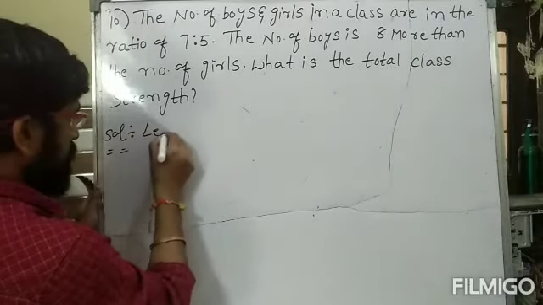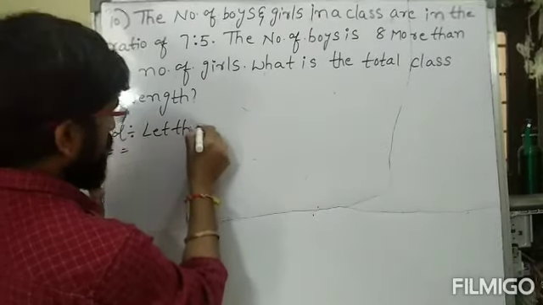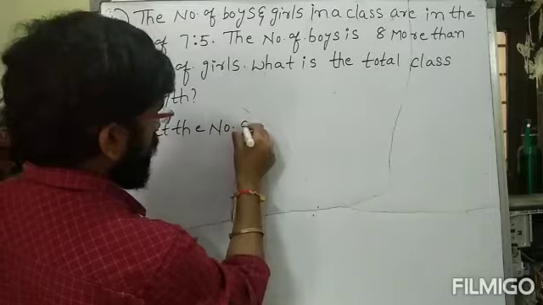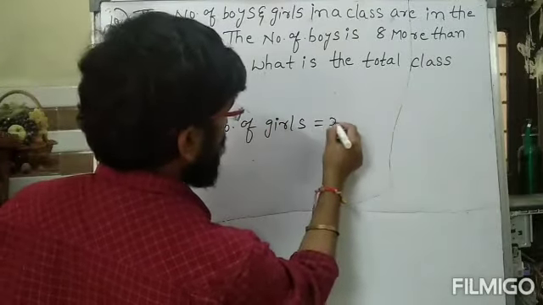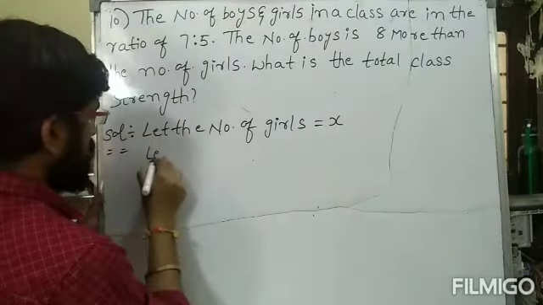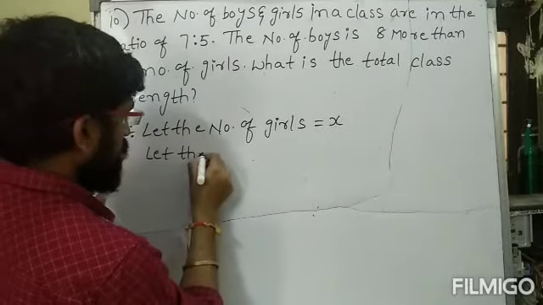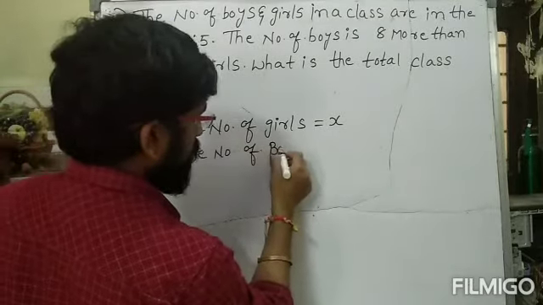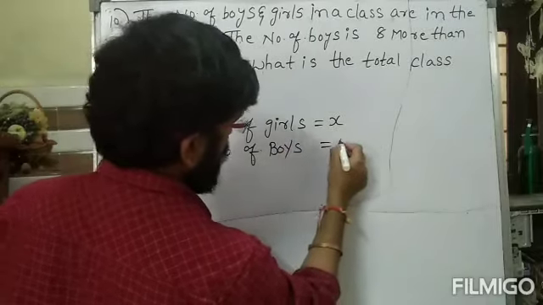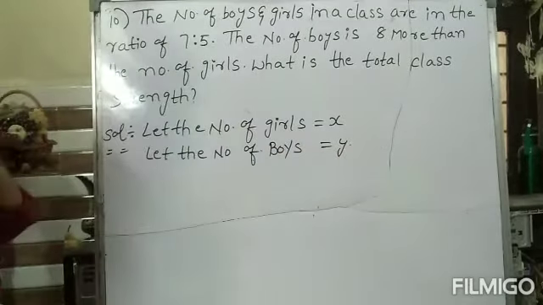Let the number of girls be x. Let the number of boys be y. Number of girls equals x, number of boys equals y.